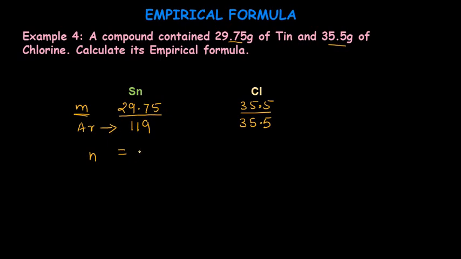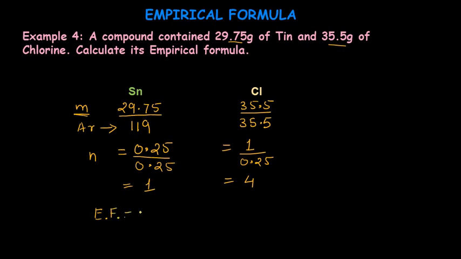So in this example, the moles of tin is 0.25 moles and for chlorine it is 1. Now the smallest number is 0.25. So we are going to divide both the numbers by 0.25. Now here we get the answer 1 and here we get the answer 4. So our empirical formula is tin should be 1, so Sn1, and chlorine should be 4, so Cl4. So the empirical formula of tin chloride is SnCl4.